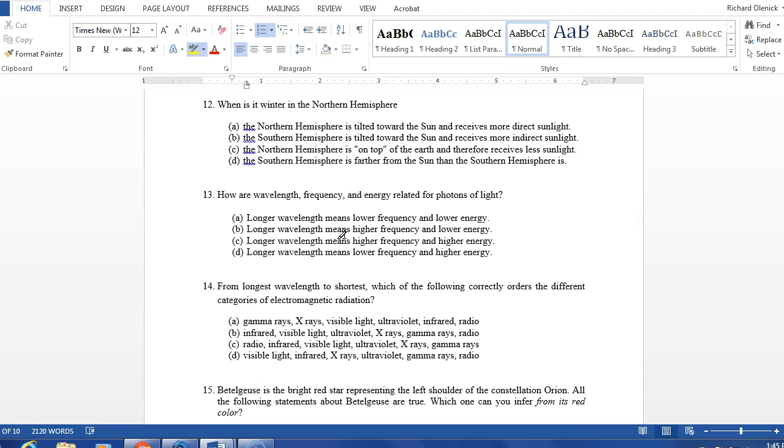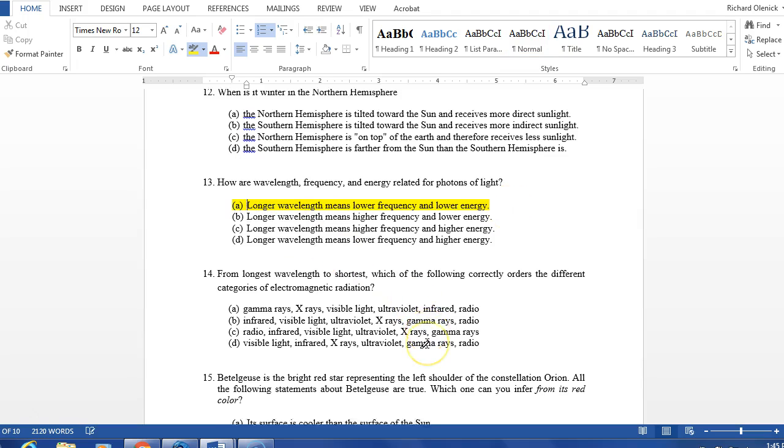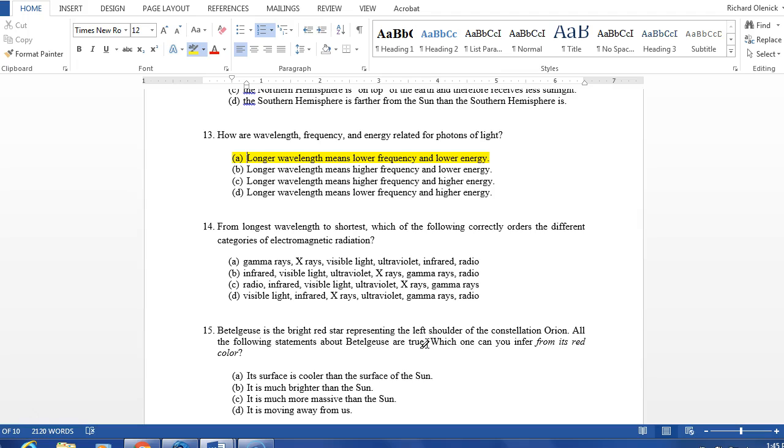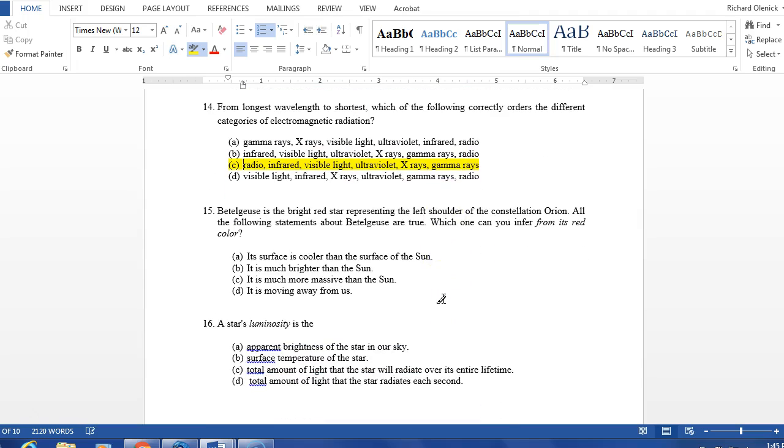How are wavelength, frequency, and energy related for photons of light? Longer wavelength is going to mean lower frequency and lower energy. Answer A. From longest wavelength to shortest, which of the following correctly orders the different categories of electromagnetic radiation? We know radio are the longest, gamma rays the shortest, so the answer is C.